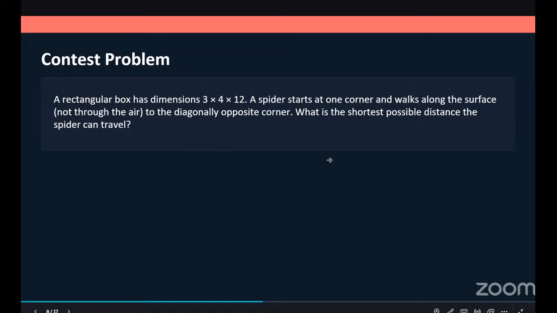So then we can use the Pythagorean theorem to find the diagonal. Once you plug these numbers into the Pythagorean theorem, you should get the square root of 193 as your shortest diagonal.